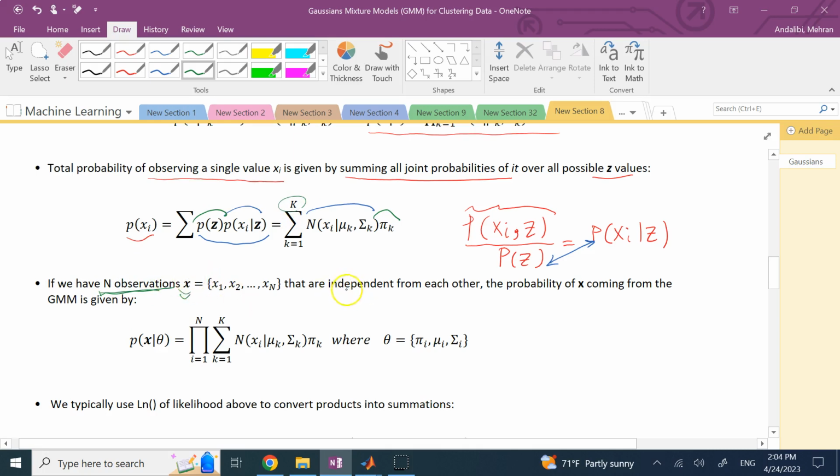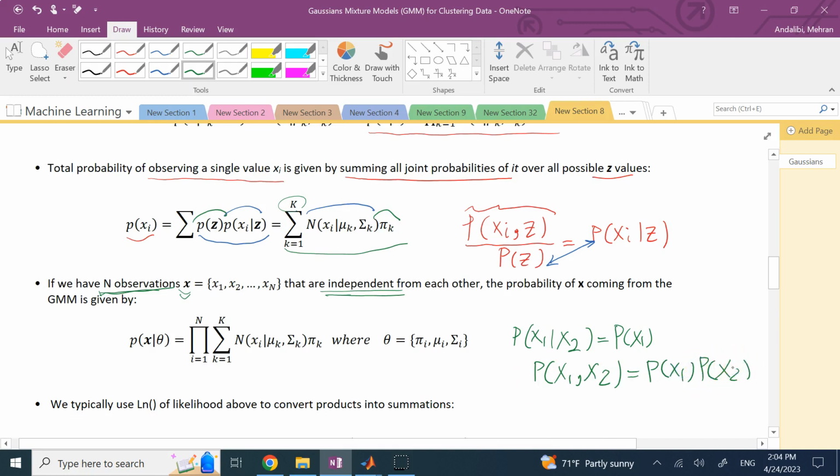Now, if these observations are independent from each other, so P of xi given xj is the same as P of xi, xi and xj do not depend on each other, then you can have each one of these terms, that is the probability of what? The probability of one observation. You can have each one of these guys and multiply them together. Because if two things are independent, if P of x1 given x2 is the same as P of x1, so these two are independent, another way to show it is that P of x1 and x2 is equal to P of x1 times P of x2.